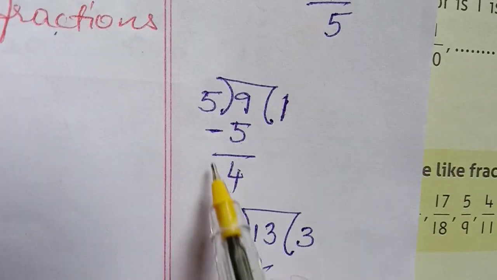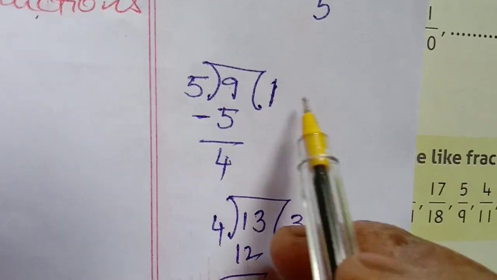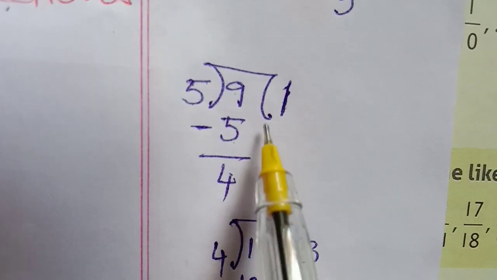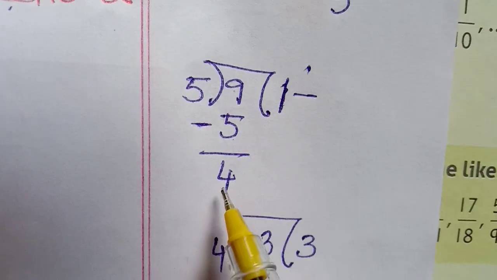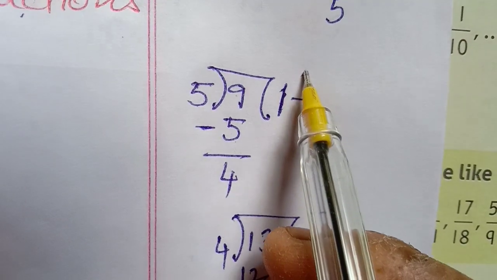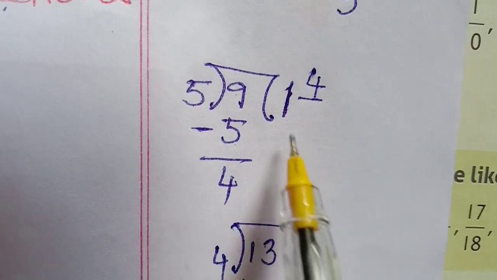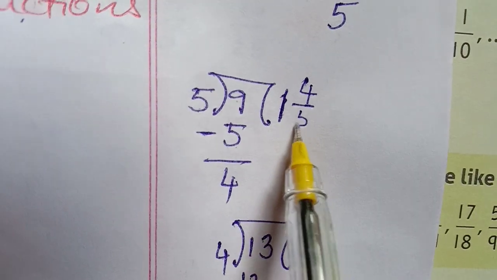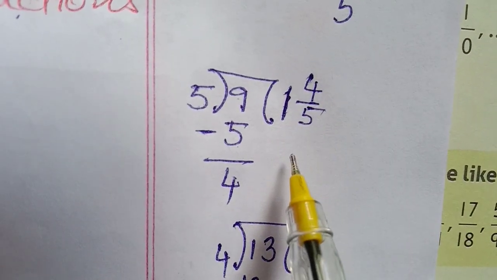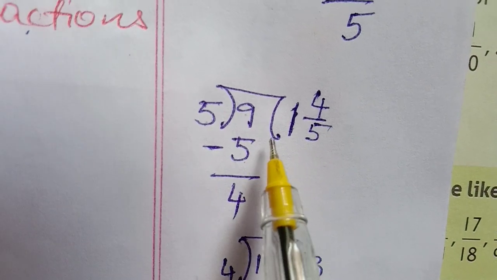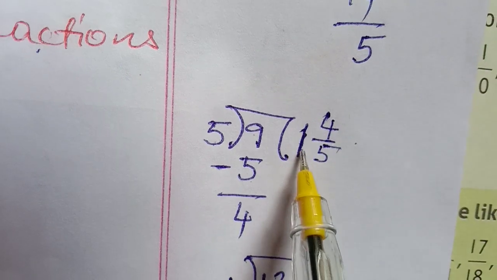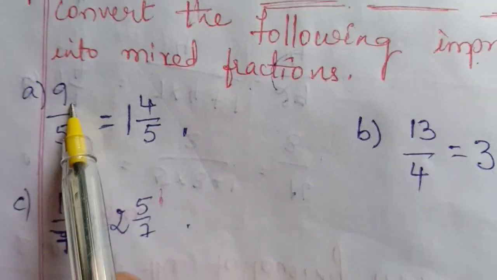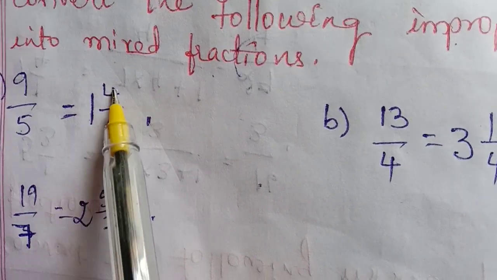So how to write this as a mixed fraction? This is a whole number, and whatever is the remainder is taken as numerator, 5 as denominator. So for 9 by 5, it is 1 4 by 5. See here, for 9 by 5, it is 1 4 by 5.